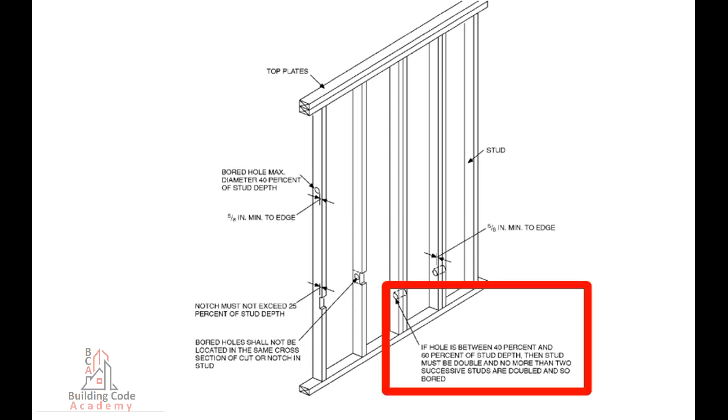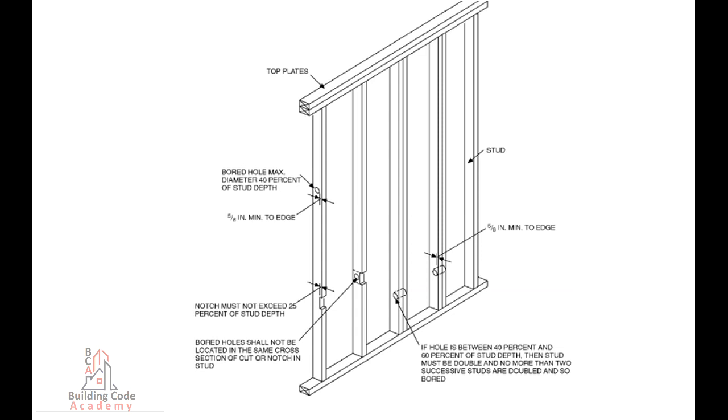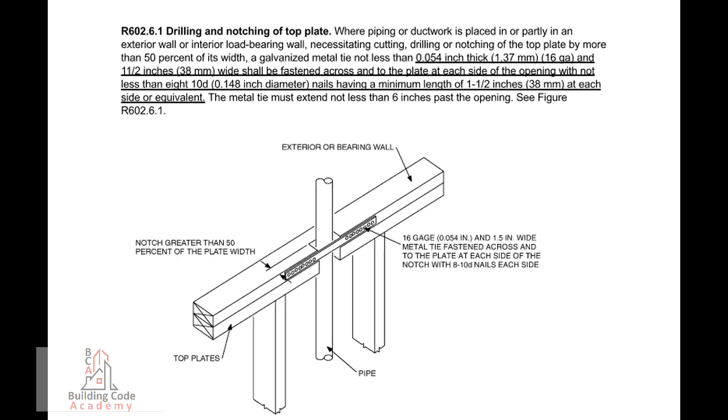resulting hole is not more than 60% of the stud width, the edge of the hole is not more than 5/8 inch, 16 millimeters, to the edge of the stud, and the hole is not located in the same section as a cut or notch. Studs located in exterior walls or bearing partitions drilled over 40% and up to 60% shall be doubled, with not more than 2 successive doubled studs bored.